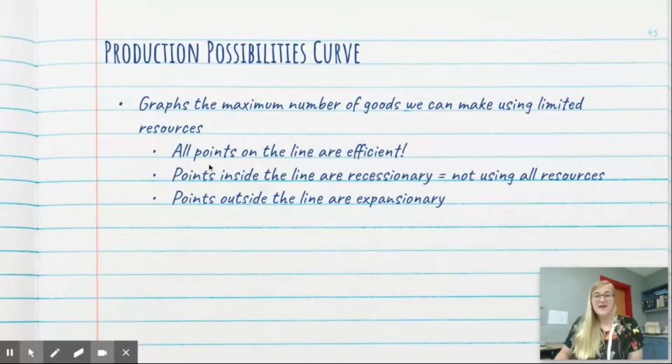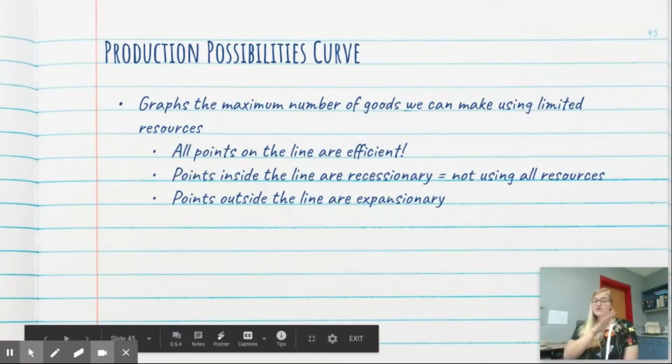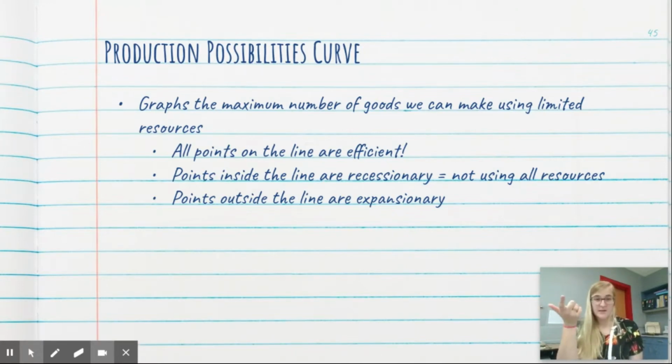So, again, the production possibilities curve, we've talked about this. We've graphed a constant cost production possibilities curve and an increasing cost production possibilities curve. That shows us when we compare two goods, what is the maximum number of goods we can make using all of our resources. When we're looking at that, remember whether it was straight or curved, all points on the line are efficient. We're making something with all the resources we have. Maybe it's all churros and no cinnamon rolls, or 5 churros and 4 cinnamon rolls, but we are making everything we can with all our resources.